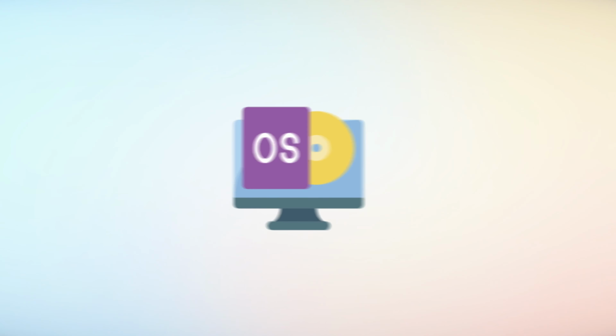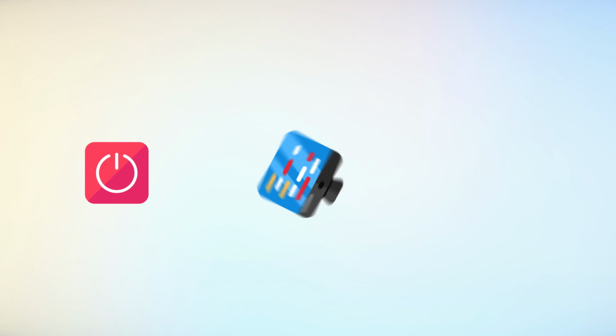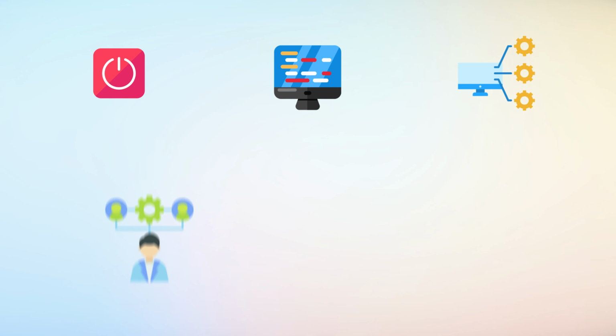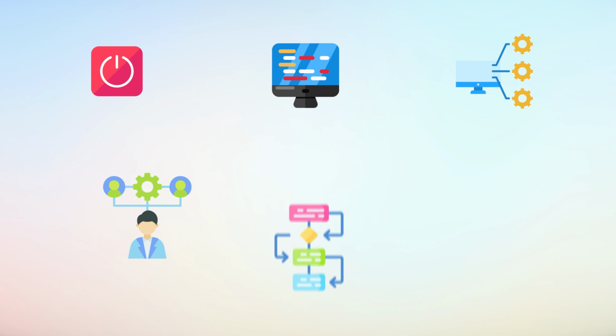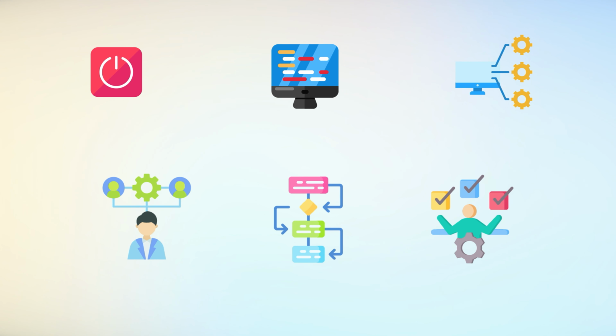Operating systems orchestrate the complex harmony of hardware and software components. From the moment you power on your device, an operating system quietly takes control, allocating resources, managing processes, and ensuring that every task is executed with precision.